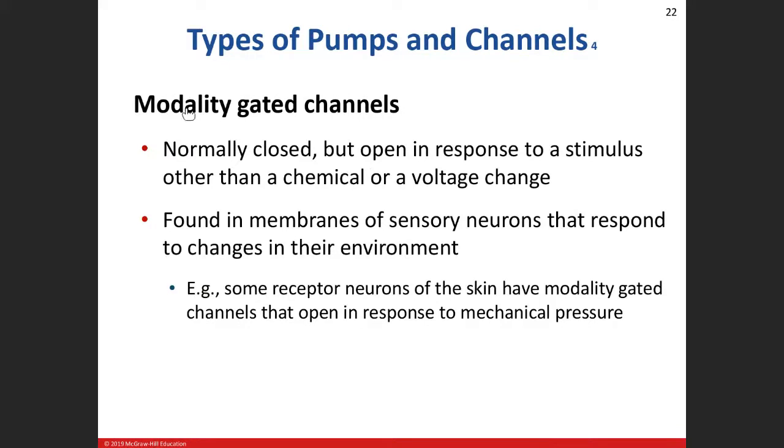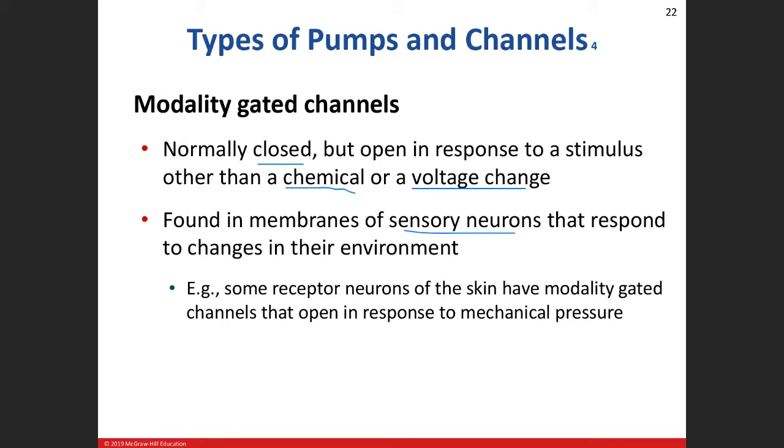All right, modality-gated channels. Again, these gates normally close, but they are going to open from some sort of stimulus. That stimulus is either going to be a chemical, a neurotransmitter, or a voltage change, like we just saw, when we flip the charge of the plasma membrane. So we're going to see these modality-gated channels mainly in our sensory neurons, especially those that are going to be monitoring the internal and external environments.